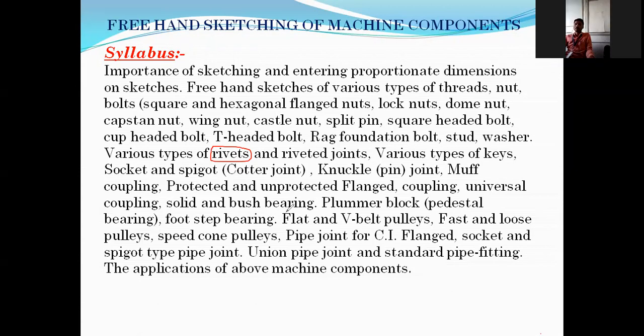Further, various types of keys. Socket and spigot, quarter joint, knuckle pin joint, muff coupling, protected and unprotected flanged coupling, universal coupling, solid and bush bearing, plummer block, footstep bearing, flat and V belt pulley, fast and loose pulley. That content we are going to see. There is a lot of content for this chapter, which we will see one by one.